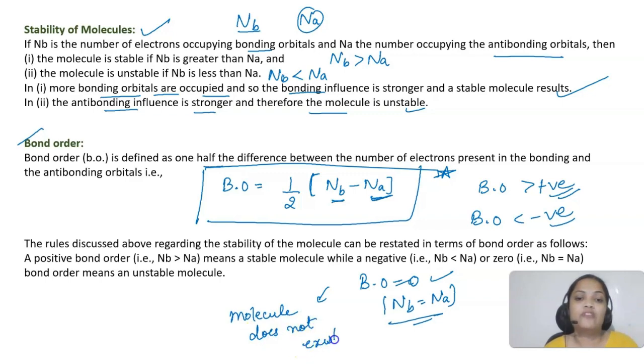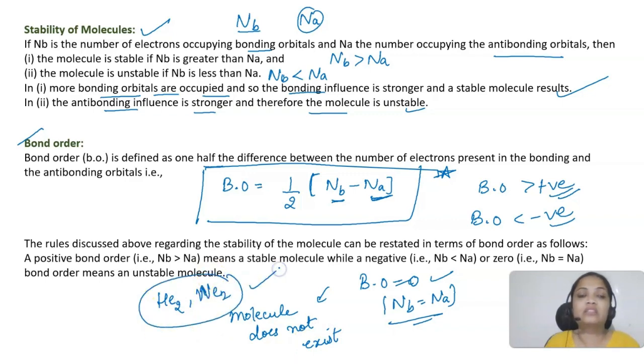The bond order of He2, Ne2 will be 0. Why 0? Because these are noble gases. They don't exist as molecules. They exist as monoatomic atoms only, right? Monoatomic molecules, you can say.